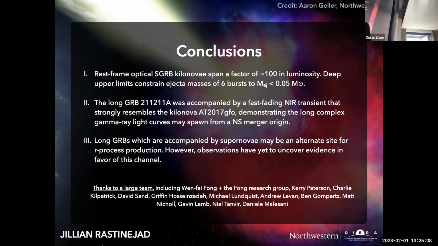We have the long GRB 211211A that was accompanied by a fast-fading NIR transient that strongly resembles the kilonova 170817. And this demonstrates that long, complex gamma ray light curves can spawn from a neutron star merger event. And then finally, long GRBs that are accompanied by supernovae may be an alternate site to probe for r-process production.